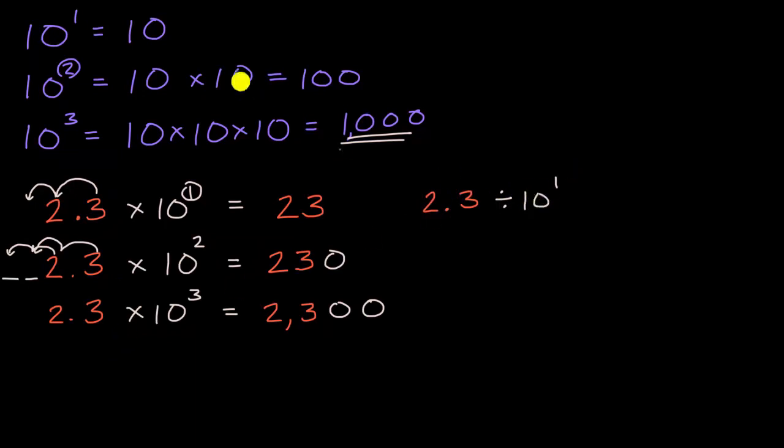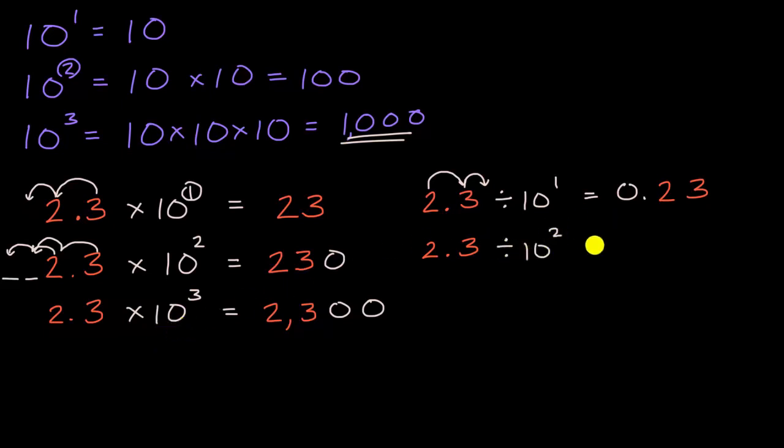Well, 10 to the first power is the same thing as 10. So when we divide by 10, all of our digits are just going to shift one place to the right. So this 2 is going to end up in the tenths place, and the 3 is going to end up in the hundredths place. So this is going to give us 0.23. 2 is now in the tenths, 3 is now in the hundredths. But we could keep going. What if we were to say 2.3 divided by 10 to the second power? Pause this video, try to figure out what that is.